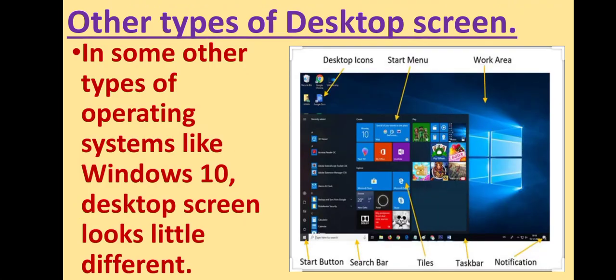As I mentioned earlier, appearance of a desktop screen may vary as per the type of operating system you use. Picture shows a desktop screen for the operating systems like Windows 8 or 10. As you can see in the picture, it looks a little different from what we discussed earlier.